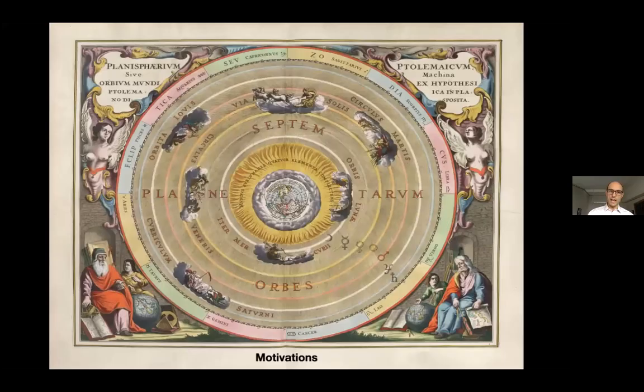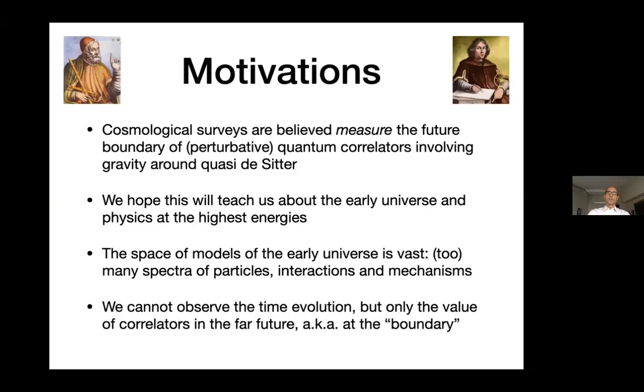And then I'll end. So just to be brief with the motivations, many of us believe that cosmological surveys measure quantum correlators in a theory involving perturbative quantum gravity around quasi-de Sitter, and we would like to understand these observables as well as possible. However, there are many models of the early universe that differ in terms of the number of particles, spectra, interactions, mechanisms, and many of these models are degenerate with each other because they lead to the same boundary observables.